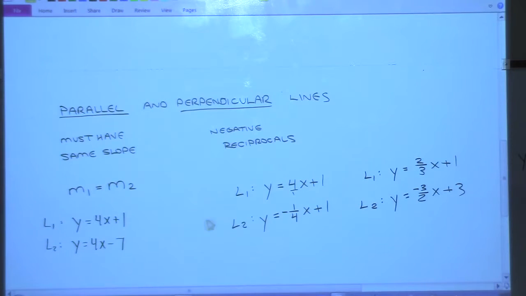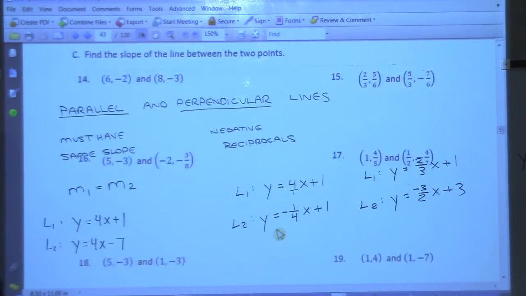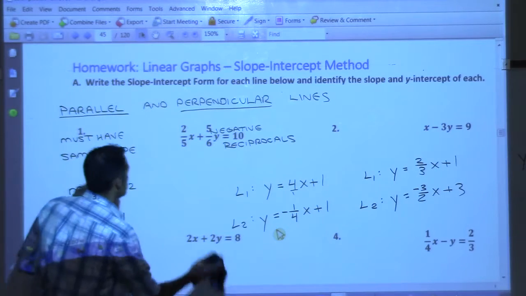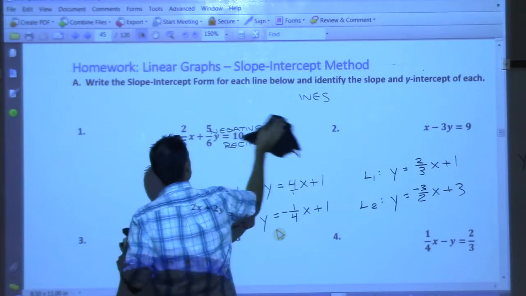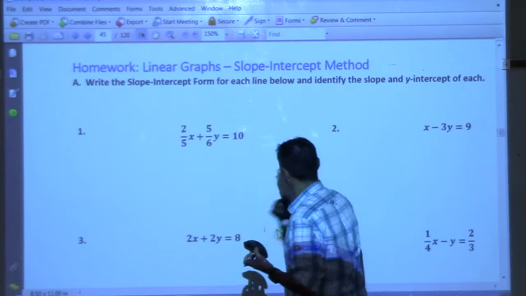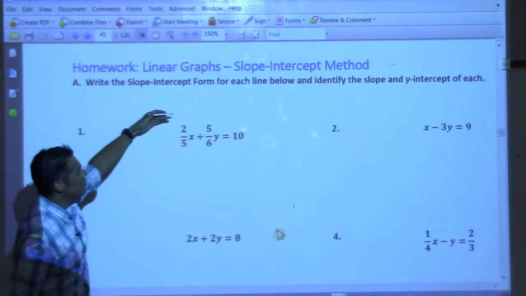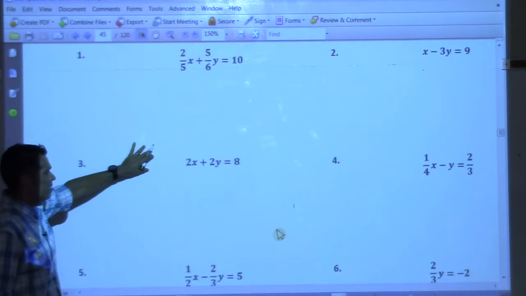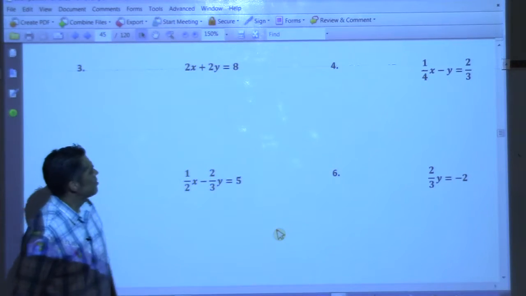So on your homework for this, let's go look at the homework because I think yeah, this is the homework. Let's take a look at this and we only have a few more minutes. All right, so the homework, write the slope-intercept form of each line, identify the slope and y-intercept. So this is what we started class with. Find the slope, put it in slope-intercept form.